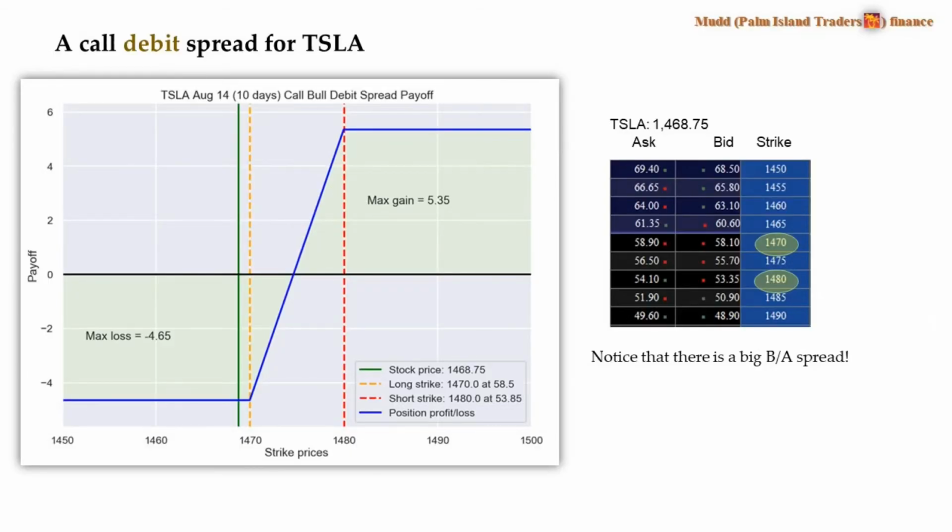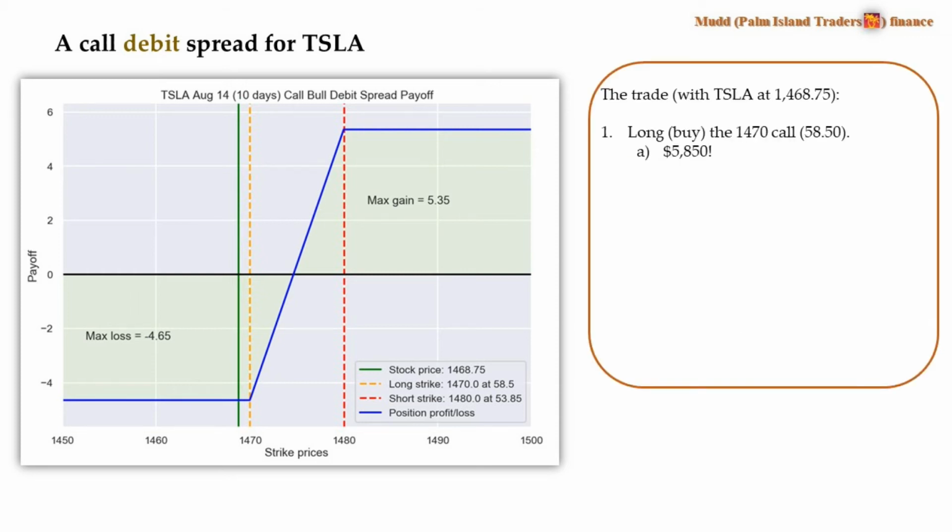So take a look at our selection here for a call debit spread for Tesla and take a look at the graph. We have the stock represented at 1468.75, and our long strike will be a 1470, for which we paid 58.50. And as you can tell by looking at the wide spread between bid and ask, I'm taking a more or less centered peg for that. It does not mean we could actually get that price with the limit order. We're just assuming here that we can. So we buy the 1470 call for 58.50.